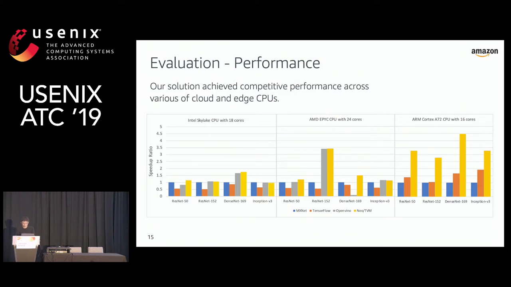Also note that our solution on ARM CPUs achieves better speedup because existing accelerated libraries don't optimize seriously for ARM CPUs, while by applying auto-tuning, our solution is generalizable to more models and platforms.